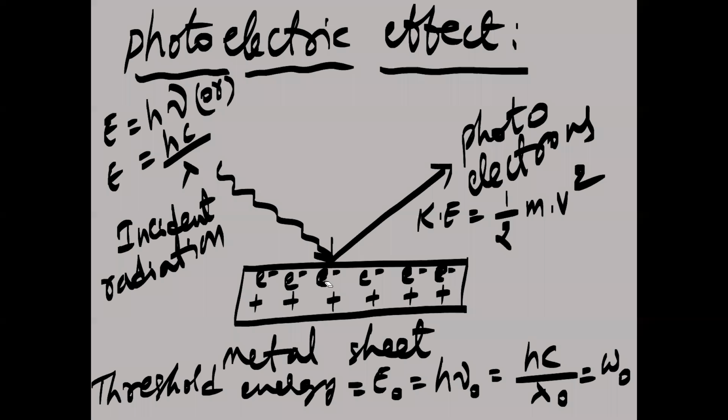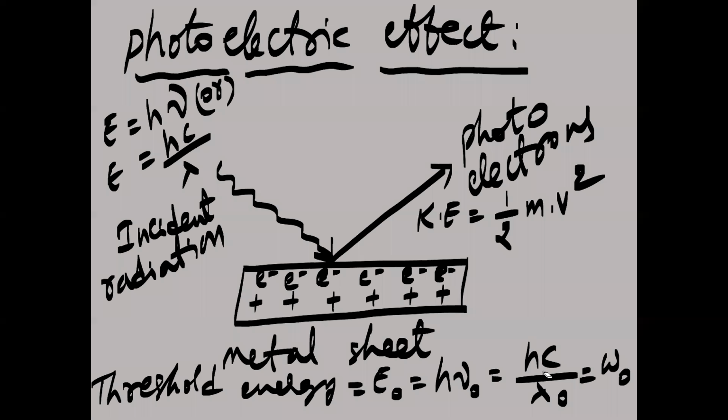When we overcome this threshold energy, the photoelectrons will be emitted. When the incident radiation falls on the surface of the metal, its energy will overcome the attractive force between the electrons and nuclei, and then the electrons from the surface are emitted. These electrons are called photoelectrons. The minimum energy required to remove the electrons from the metal surface is called threshold energy, which is given by E naught, or h nu naught, or hc by lambda naught, or W naught. W naught is the threshold energy, or work function.